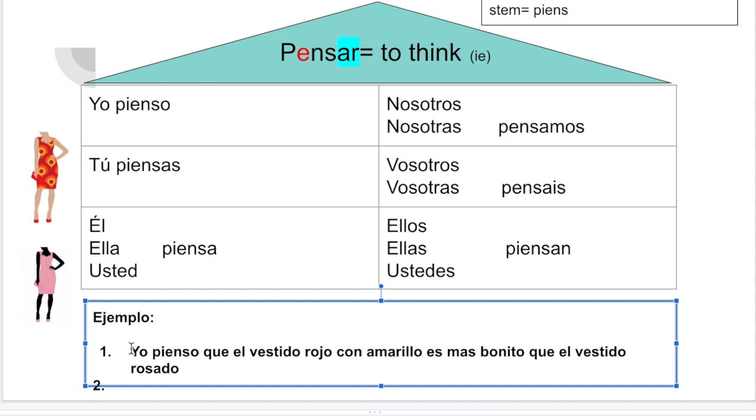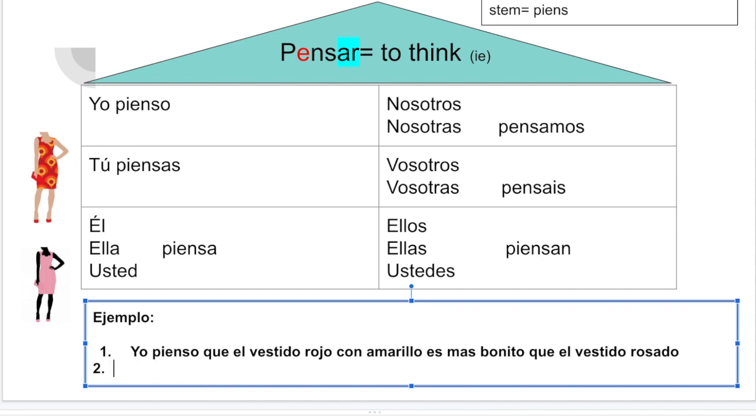So I'm going to compare one thing with the other one. Let's go with the vocabulario. Entonces, yo pienso que, I think that, el vestido rojo, the red dress with yellow, es más bonito, is prettier. Más bonito is like saying more pretty than el vestido rosado. Remember, the que could be that, could be than, in making comparisons.